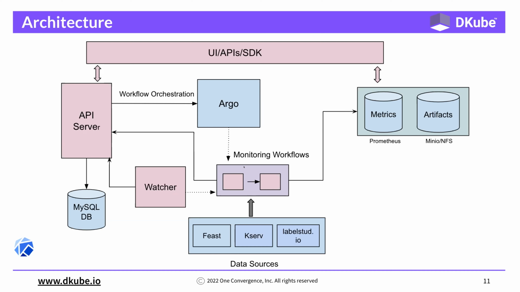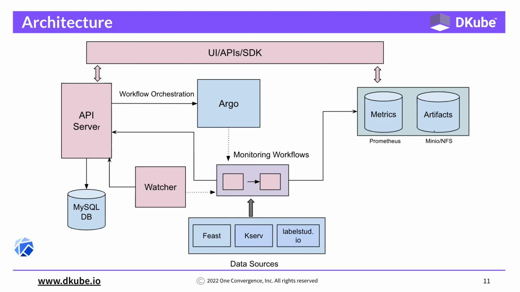These workflows themselves take inputs from your training data. It could be coming from Feast, or it could be any other data source. And then prediction data coming from KServe, this is just an example. And then your label data, it takes them as input, and then it produces an output. So the metrics, these are the drift metrics that get stored in Prometheus. And then there are certain other artifacts.